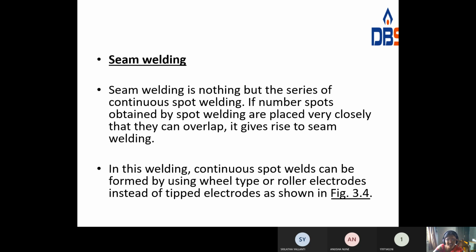Next one is seam welding. Seam welding is nothing but a series of continuous spot welds. Spot means only at one place, at a particular spot, you weld it. But if you have to weld two plates with a series of spot welds, the continuous spot welding is the seam welding. If the number of spots obtained by spot welding are placed so closely that they overlap, it gives rise to seam welding.